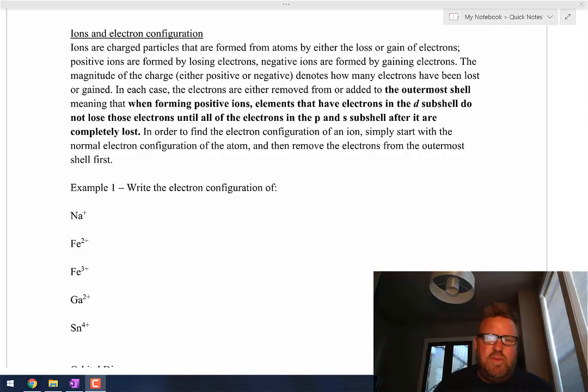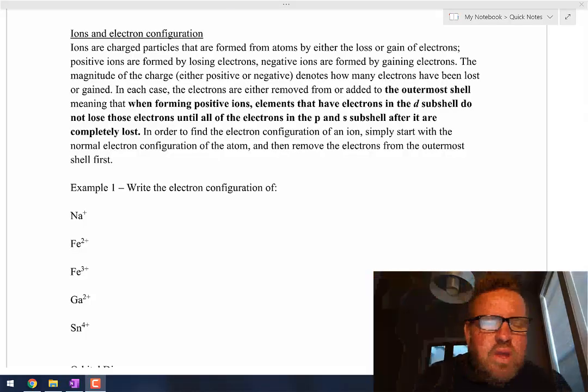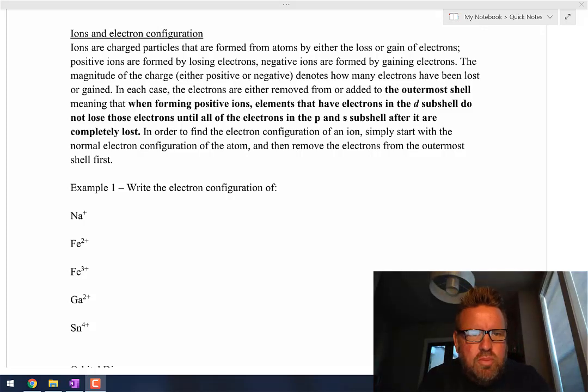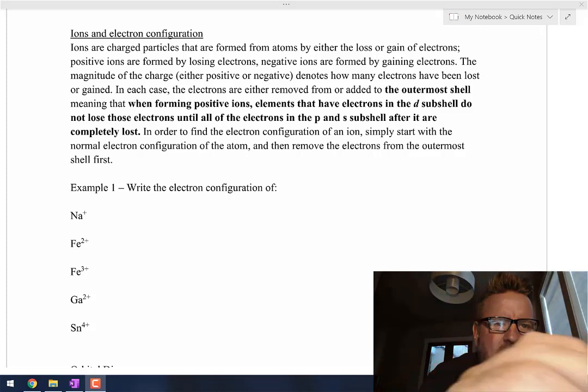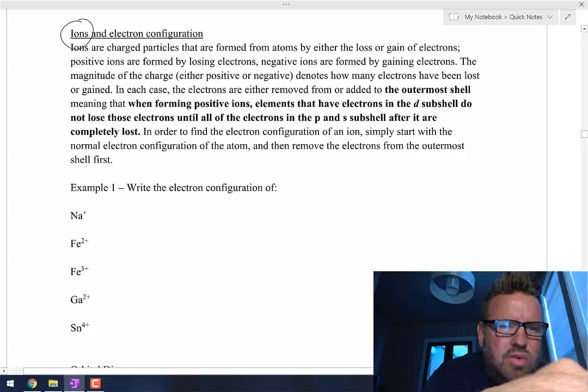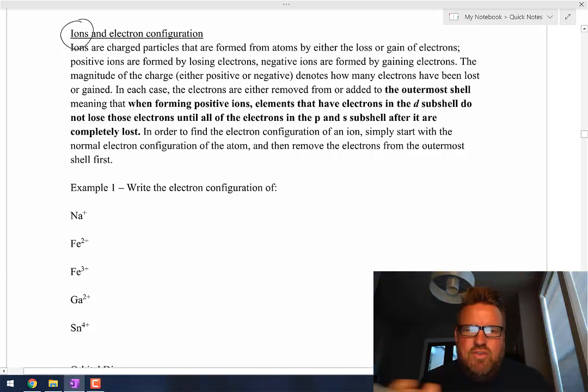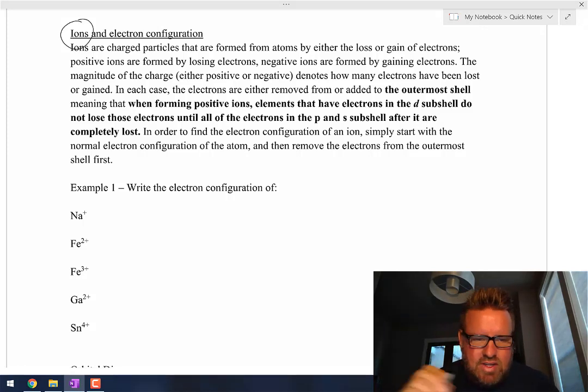Let's talk a little bit about electron configuration some more. In our last lesson, we talked about how to do normal electron configuration. Now we're going to talk about what you do when you have an ion and you have to write the electron configuration. First of all, a negative ion is super easy.